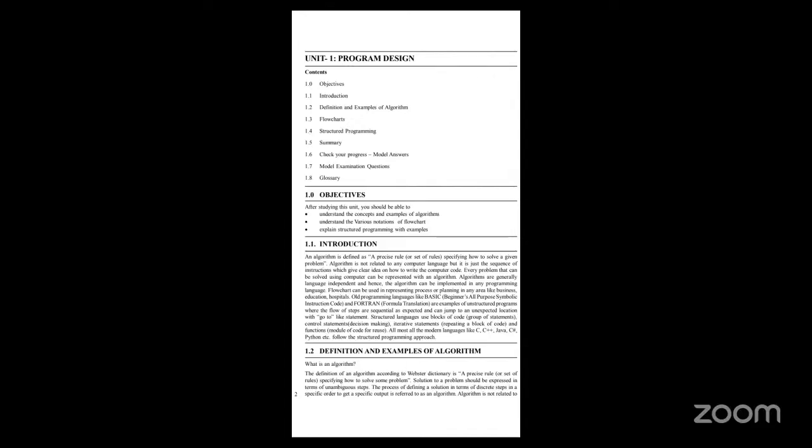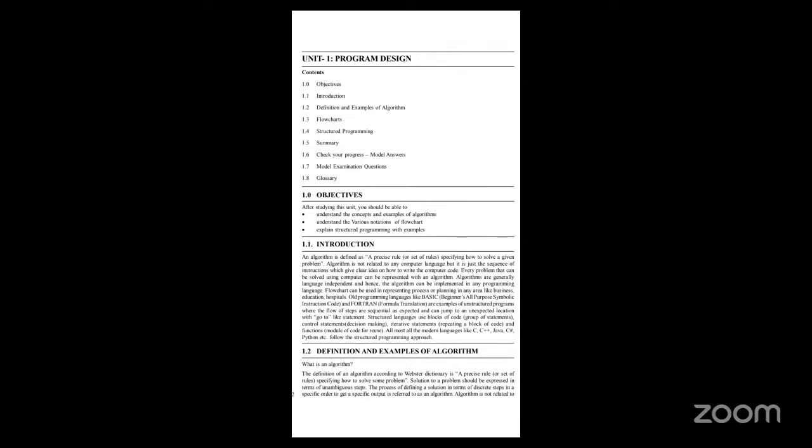When it comes to examples of unstructured programs, there is a flow of steps that is sequential as expected, and it can jump to an unexpected location, like the goto statement. Structured languages use blocks of code, groups of statements, control statements and decision making. Next, iterative statements repeat blocks of code, and functions and modules make code reusable. Most of the modern languages like C, C++, Java, C#, and Python follow structured programming.